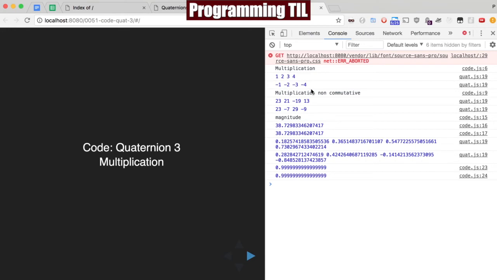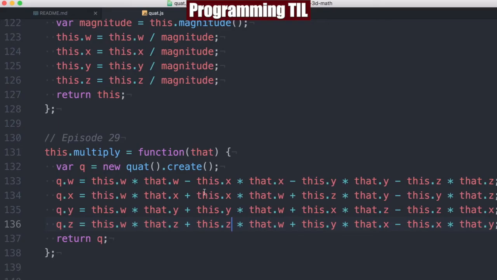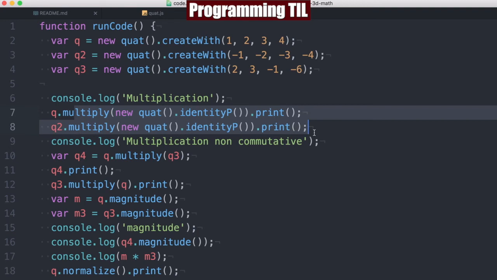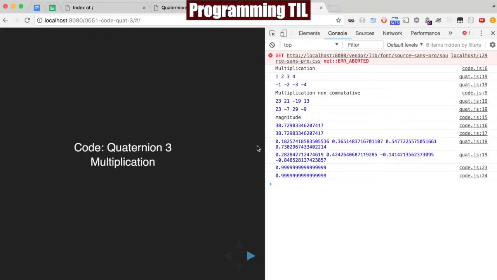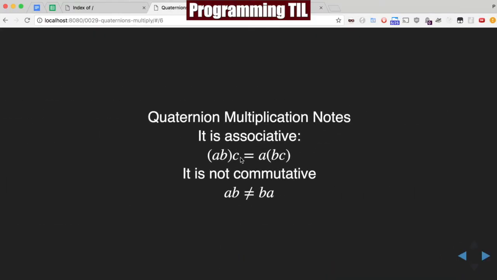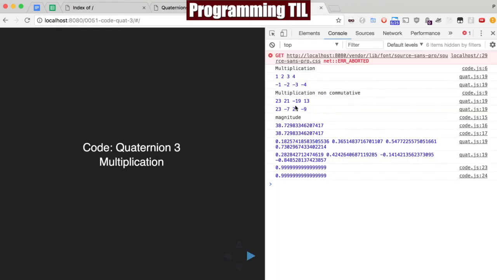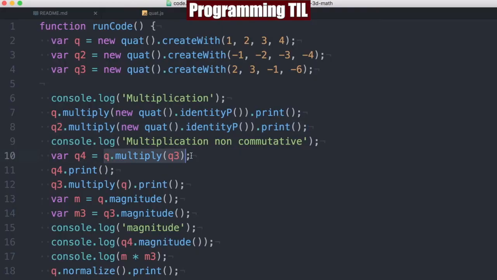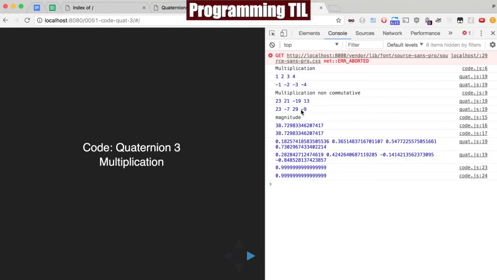We have a couple of multiplication examples where if we're multiplying by the identity within each of these, we obviously give back the initial quaternion. So that holds true. We have the fact that multiplication is not commutative. So looking back here, we could see that ABC is not commutative because AB is not the same as BA. So we have Q times Q3 here printed out, and then Q3 times Q4 printed out. You can see that those are clearly different, so that holds true.